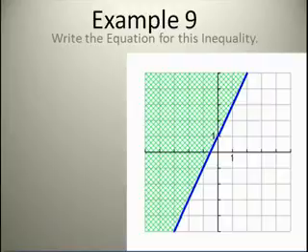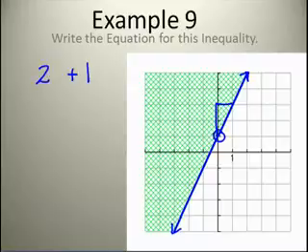Here we have an inequality that's been graphed, and we want to actually write the equation of this line. So again, I'm just going to write the equation of the line, and then we'll deal with the shading. First thing I notice is that my y-intercept is at 1, so I know I have a +1 at the end, and then I can find my slope. I'm just going to count it. It's a rise of 2 and a run of 1, so my slope is +2. So I have y is equal to 2x plus 1.